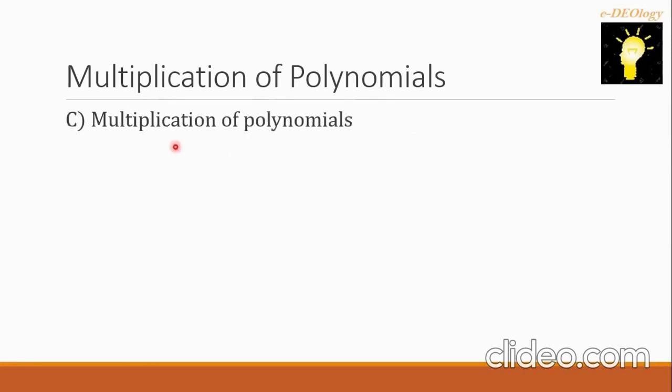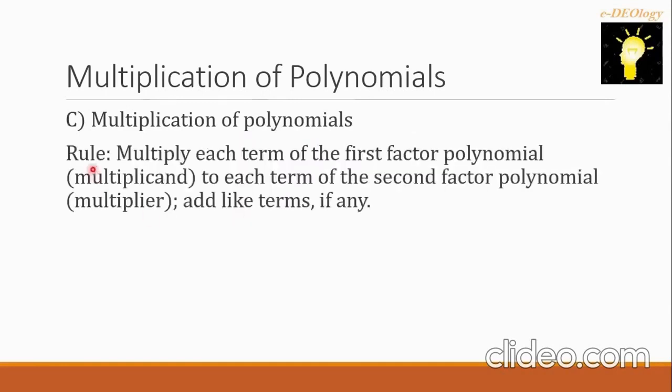Let's go now to multiplication of polynomials. The rule says multiply each term of the first factor polynomial, that is the multiplicand, to each term of the second factor polynomial, that is the multiplier. Then we add like terms, if any. Example 1, 3x plus 5 multiplied by 2x minus 1.